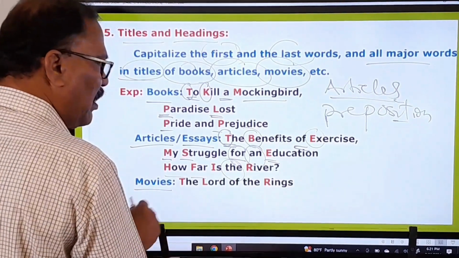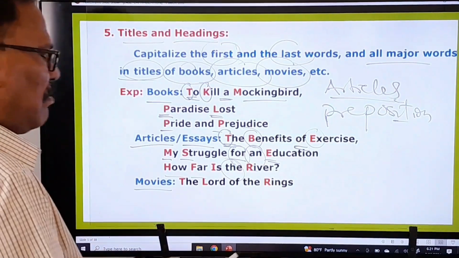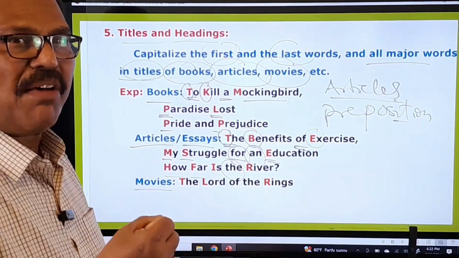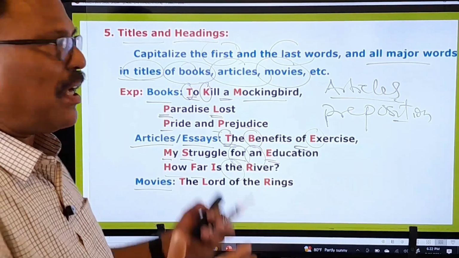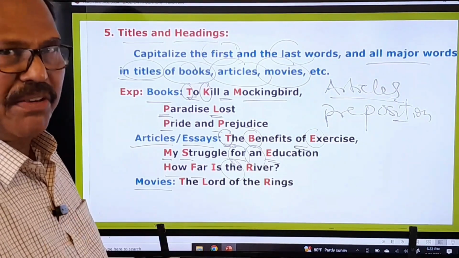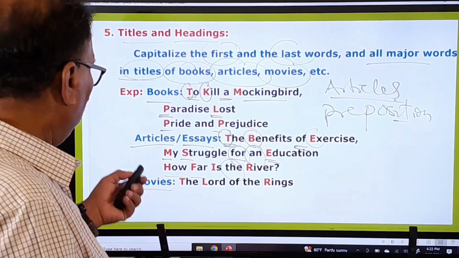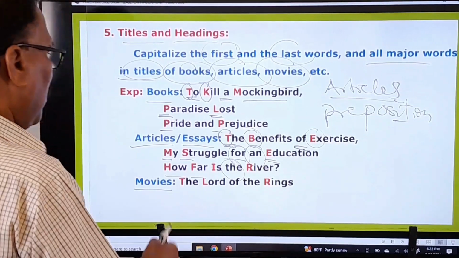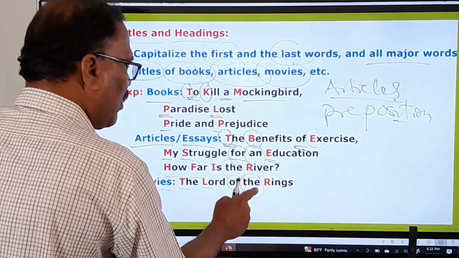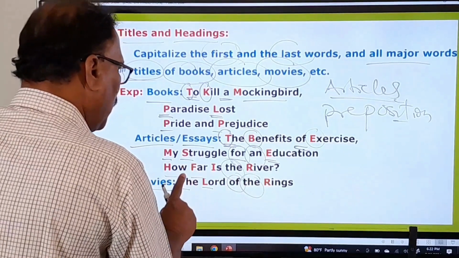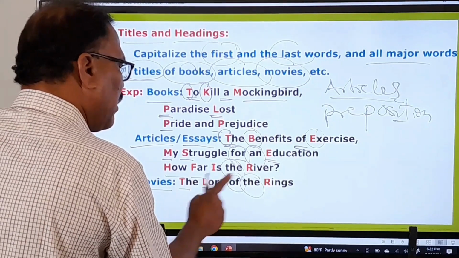Movies are there. What are the names of the movies? Of course, I'm giving you here only the titles of English movies, because I'm talking about the capitalization of English, so I must give only the names of English movies. The Lord of the Rings: the, Lord, of the preposition, the article, the Rings. So the first word is capitalized, second, these are the things.